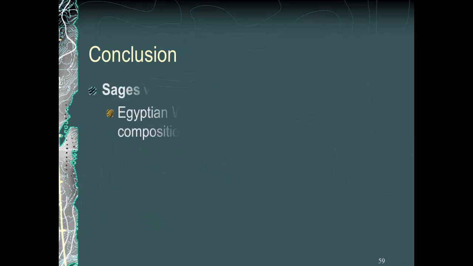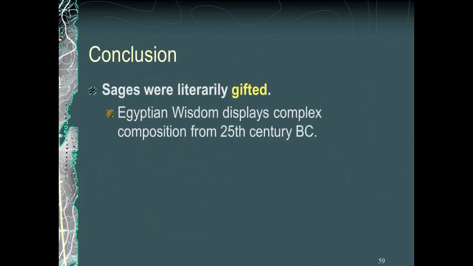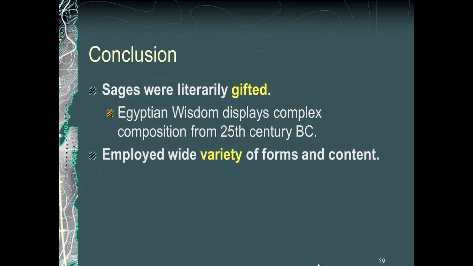One piece by way of conclusion, then, is to observe that from this discussion of literary devices, we can see the sages were literarily gifted. This was true not only for Israelite sages, but for Egyptian as well. Part of this giftedness is evident from the fact that they employed a wide variety of forms and ventured into a wide variety of content.